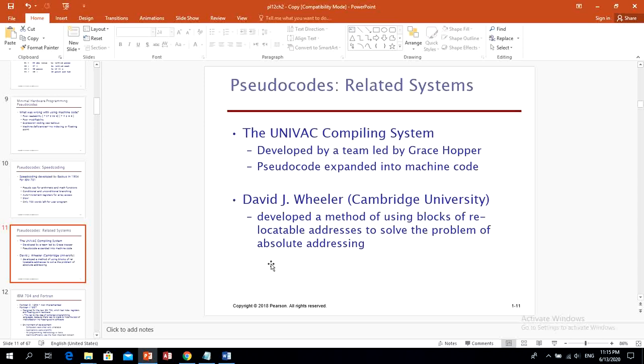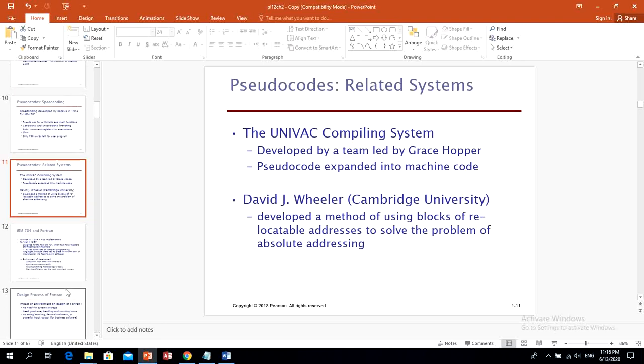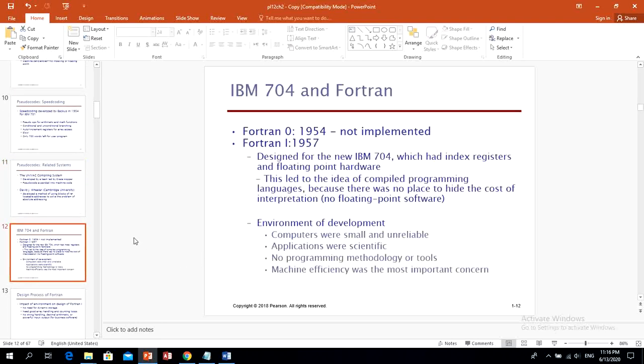Also at Cambridge University, David Wheeler developed a method for using blocks in languages to solve the problem of what we call absolute addressing. This is part of related systems between high-level language and machine code. Next, the IBM 704 and Fortran: the relationship between the 704 from IBM machines and Fortran as a language.